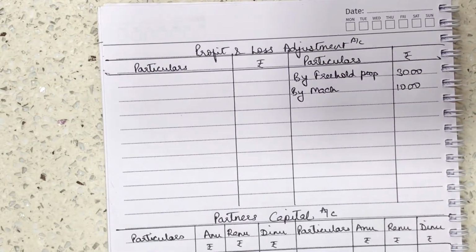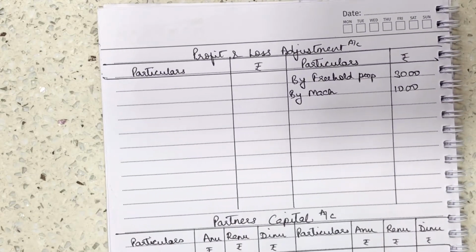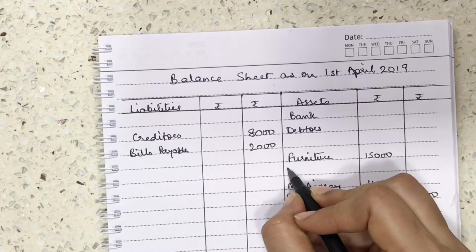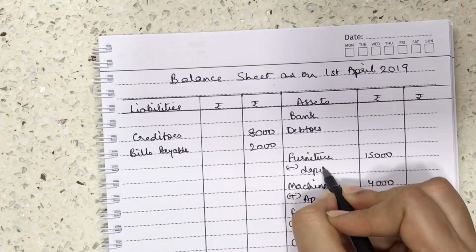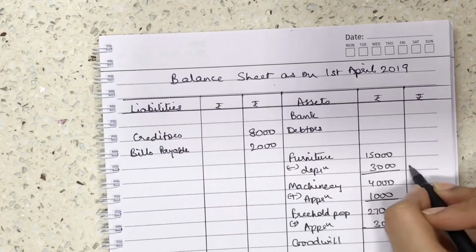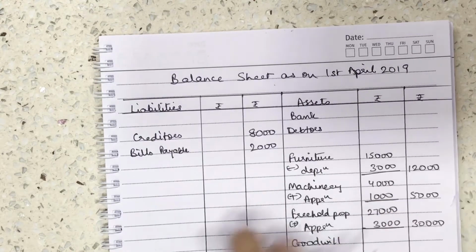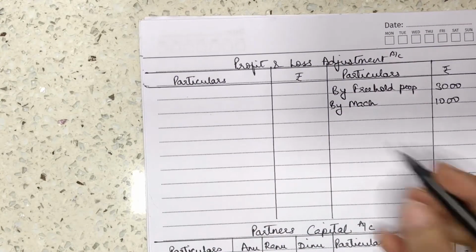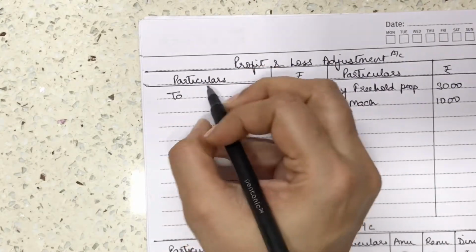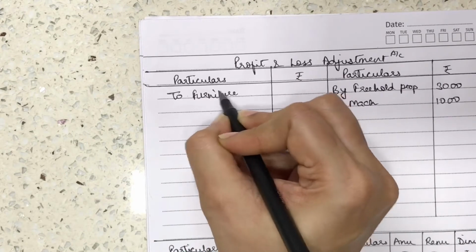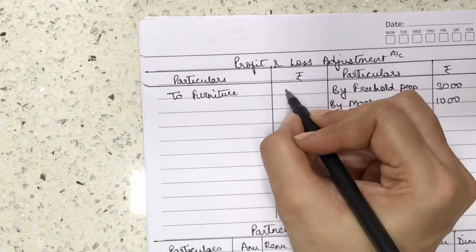Next is furniture 12,000. Let's see, the furniture was 15, now it's become 12, so less depreciation. How much is depreciation? 3,000. Outer column 12,000. Take it to revaluation account. To furniture, that is 3,000.